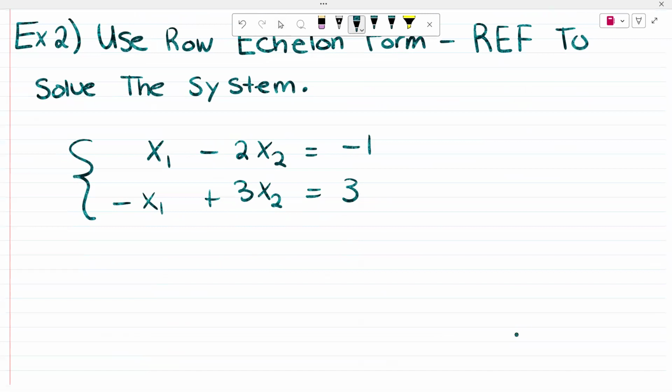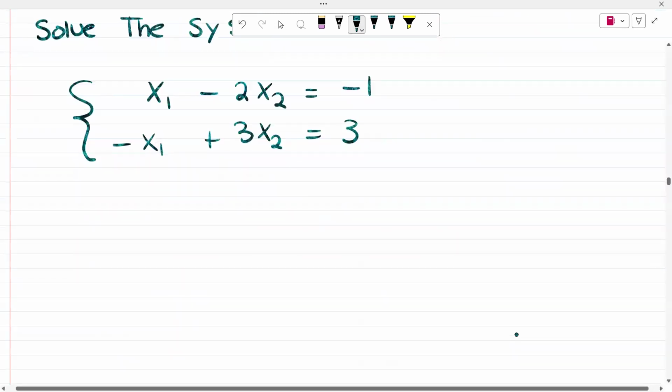So here's our two-equation system: x1 minus 2x2 equals negative 2, and then negative x1 plus 3x2 equals 3. So the first step is to put it in an augmented matrix.